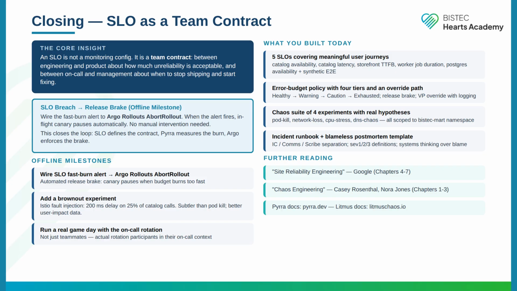The reading list for this session is 3 books. The original SRE book for the foundational framing, the SRE workbook chapters 1 through 7 for the implementation details, and Chaos Engineering by Rosenthal and Jones for the experiment design theory. Month 5 builds on this foundation: supply chain security, SBOM generation, Sigstore image signing, and policy enforcement at admission. The reliability framework you've built this month is the platform that supply chain security governs.